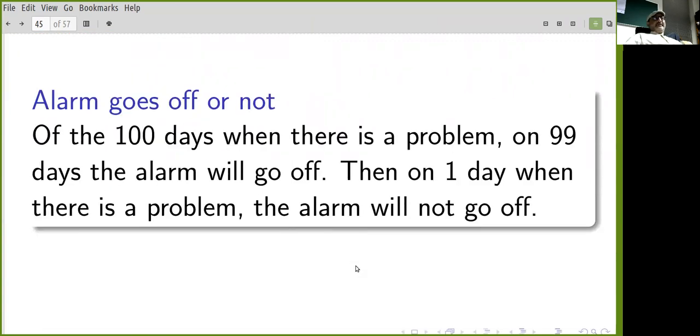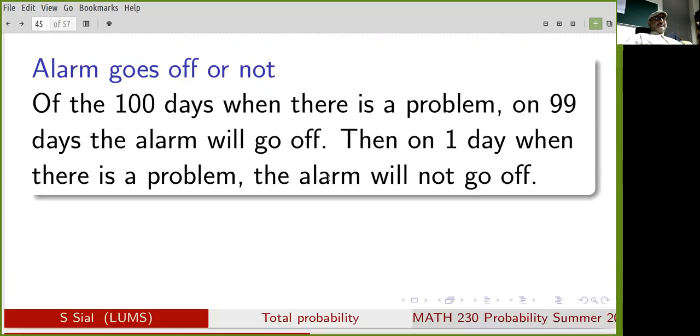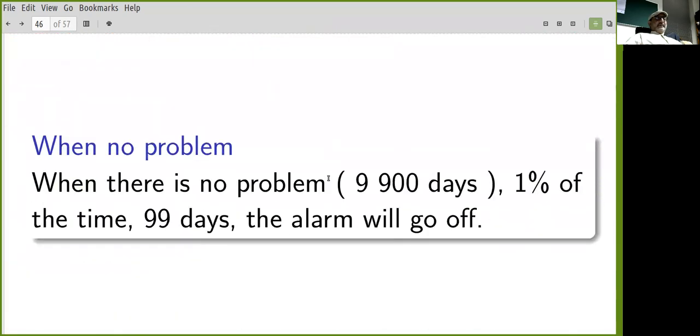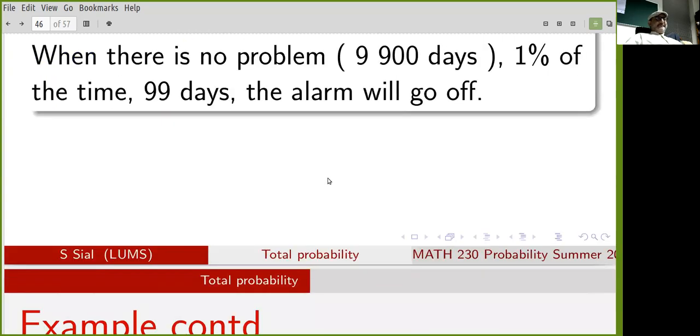And so the information we're given is that of the 100 days when there is a problem, 99% of that is 99. 99 days the alarm will go off, and 1 day out of the 100 when there is a problem, the alarm will not go off. When there's no problem, that's 9,900 days. 1% of the time, that is 99 days, the alarm will go off. So out of 10,000 days, there are 99 days when the alarm is going off for no reason.